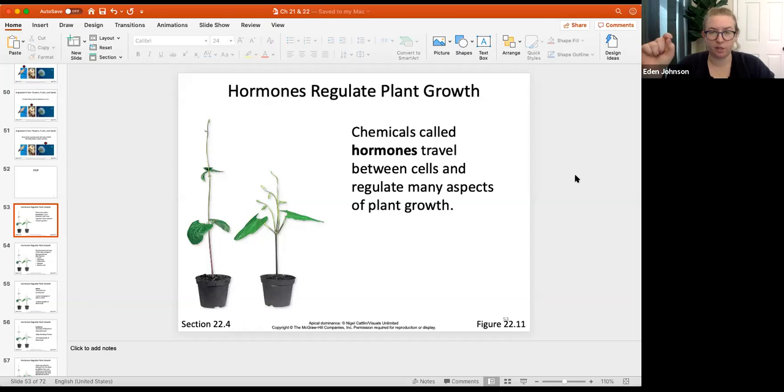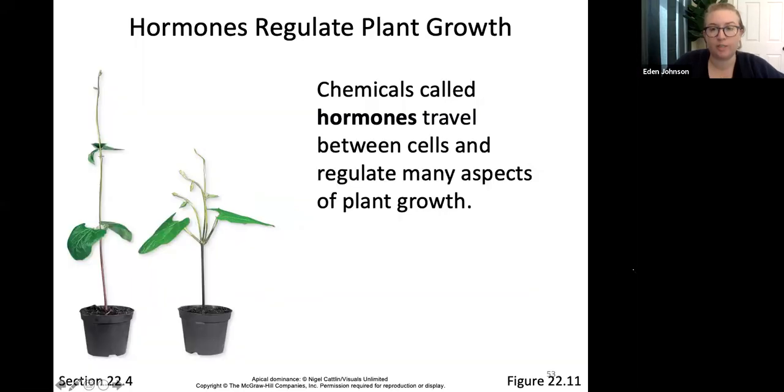It is slide 53. It might be different on yours. It might be different on the one that I posted. But anyway, we're talking about hormones regulating plant growth now, from chapter 22, which is angiosperm growth and development. So chemicals called hormones travel between cells and regulate many aspects of plant growth, just like your own growth is regulated by hormones as well.